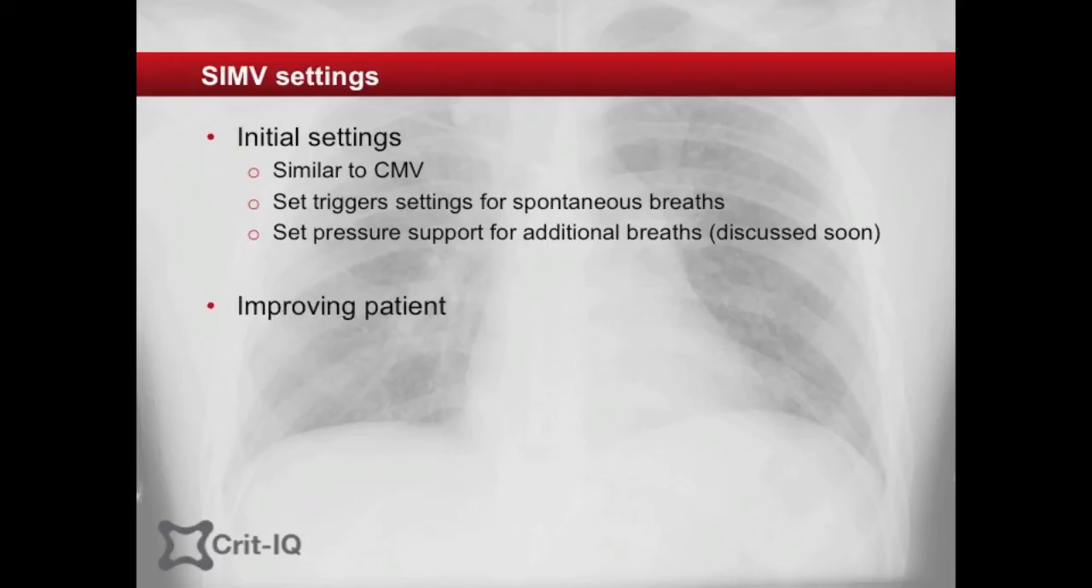As the patient improves, the objectives of the ventilation strategy may shift to improving patient strength and weaning from the ventilator. In this situation, the mandatory ventilation settings can be reduced, usually the rate, allowing the patient to initiate more breaths. The pressure support applied for the additional spontaneous breaths may also be reduced, requiring the patient to perform more respiratory work, gradually improving strength, until all work of breathing can be done by the patient. Weaning from ventilation is a complicated subject that will be further addressed in a later vodcast.